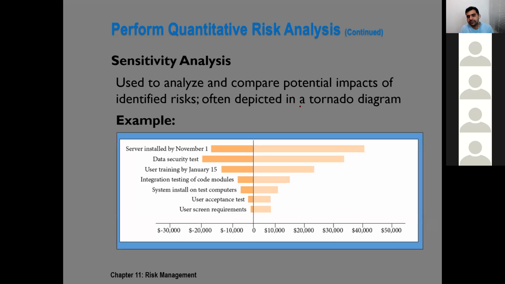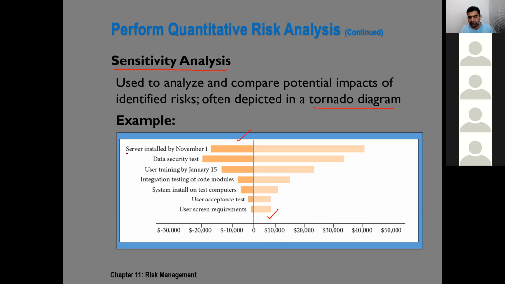Another technique is sensitivity analysis. Sometimes we also call it tornado analysis or tornado diagram. We use this technique to find out which risks are more sensitive. For example, if you look at this diagram, it's just like a tornado where more sensitive risks are at the top and less sensitive risks are at the bottom.